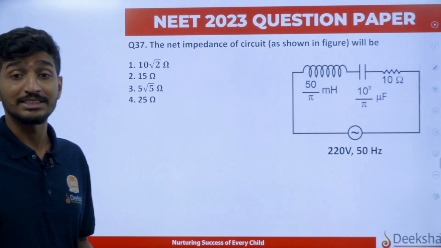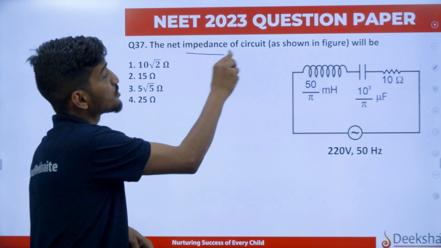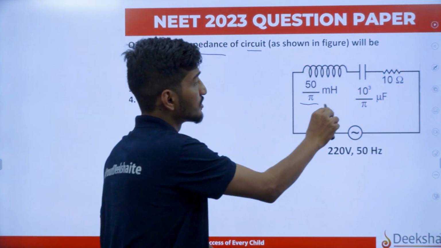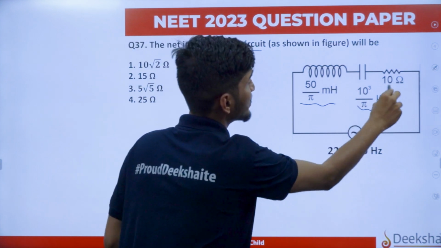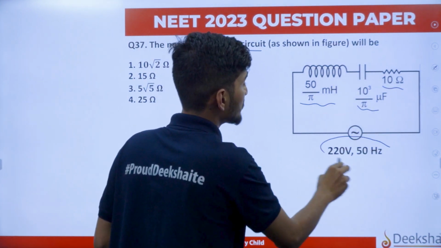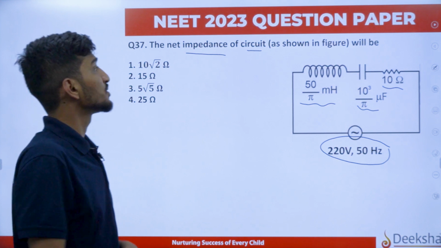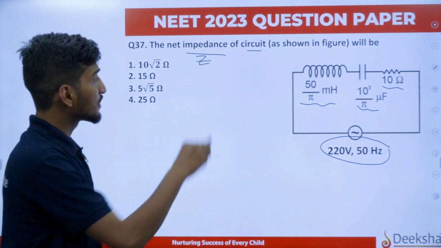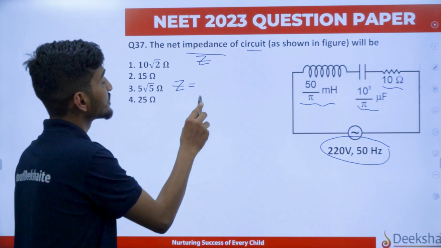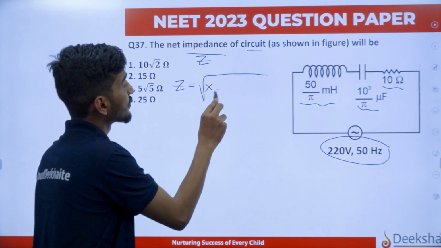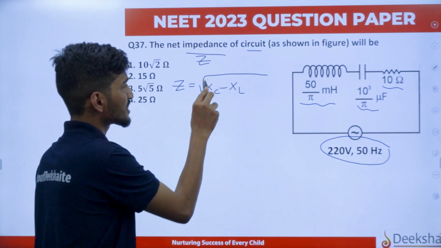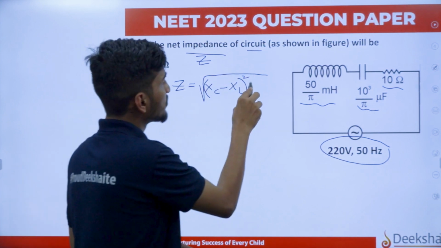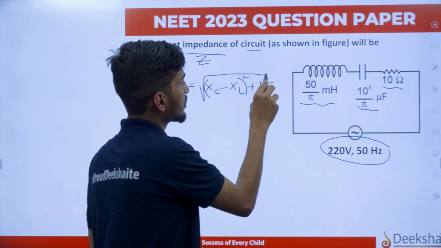So this question is from AC again. Net impedance of the circuit as shown in the figure will be. You have an inductor, you have a capacitor, and you have a resistance connected to a supply like this, and they are asking you to calculate net impedance Z of the circuit. How do you calculate Z? Z is given as root of XC minus XL or XL minus XC, doesn't matter because we are squaring it anyways, plus R square whole root.